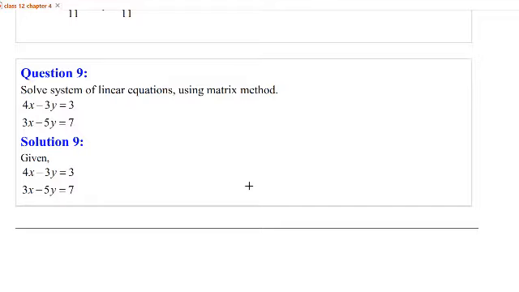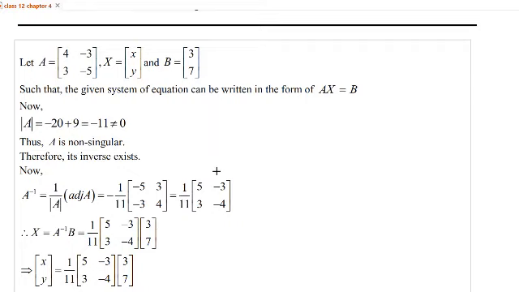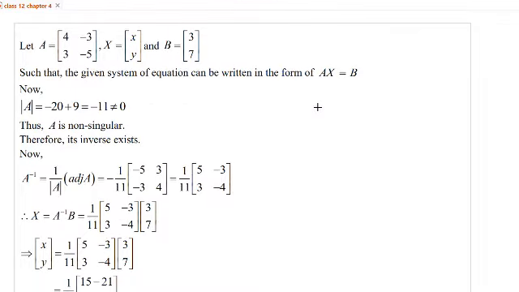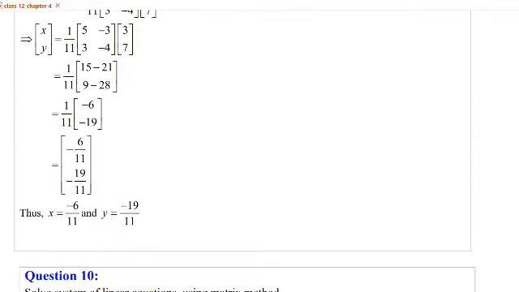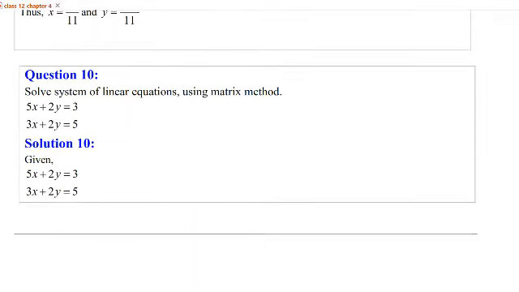Question number 9. Same question, same methodology. First we'll make A, then X, then B, then the same thing, determinant A, everything is the same. I'm not explaining this question. If you have any problem in this question, pause it and write it down, but my suggestion is to do it by yourself. So without wasting time, I'll just proceed to the next question.